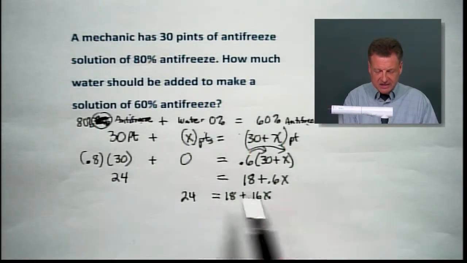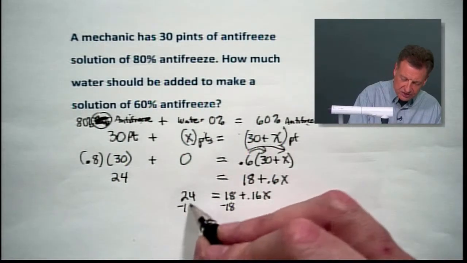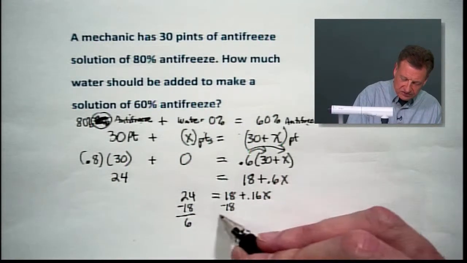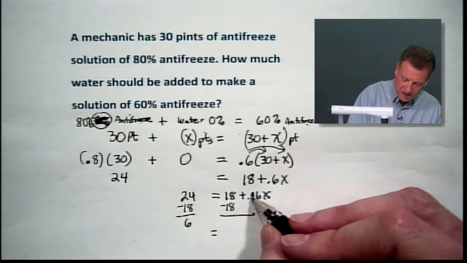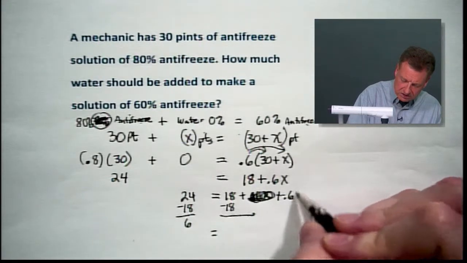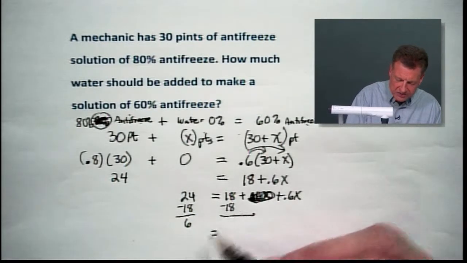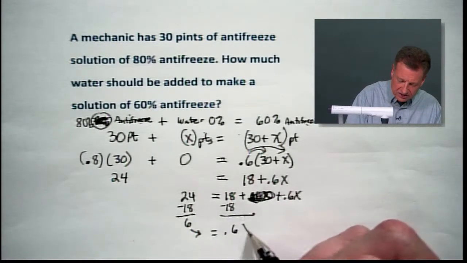This has all come together nicely. Let's remove the 18. That looks like a good thing to do. It's going to leave me a 6. And over here, I don't know where that 0.1 came in. That should be 0.6. Sorry about that, folks. There we are. And so we've got 6 down here equaling 6/10 x.